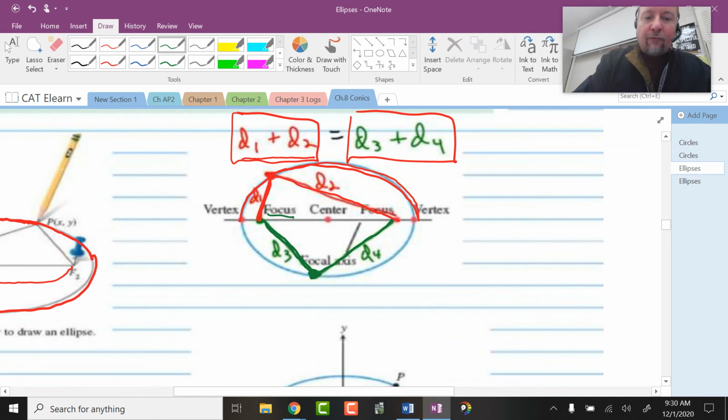Sorry, I just threw the word focus out there. Those are called the foci, two focuses. You don't say focuses, you say foci.